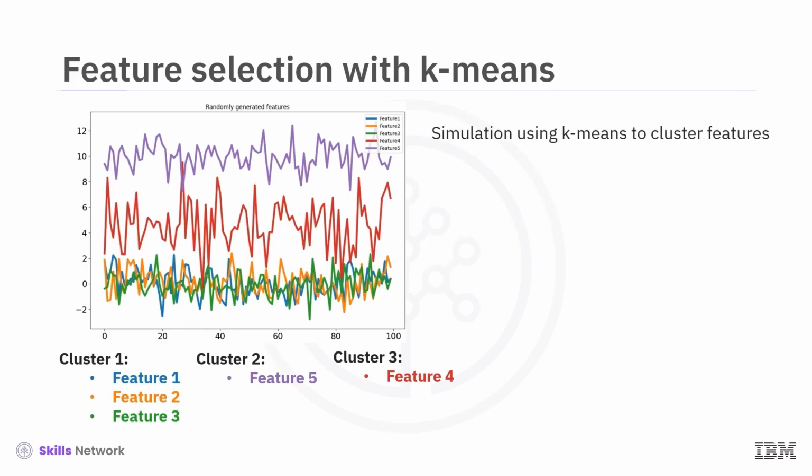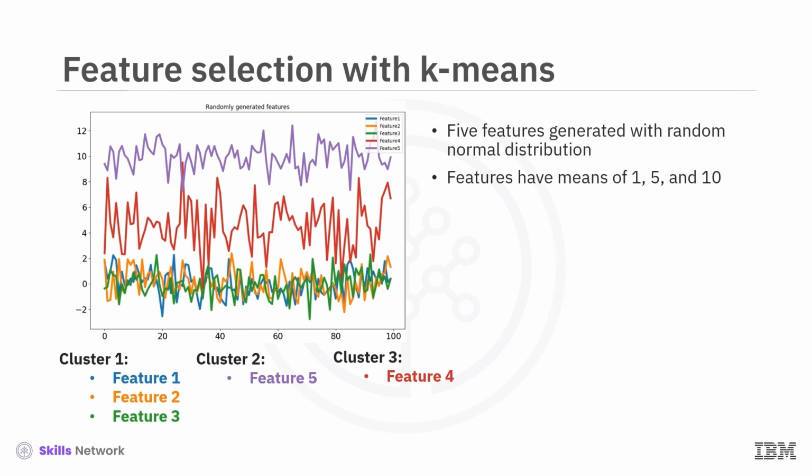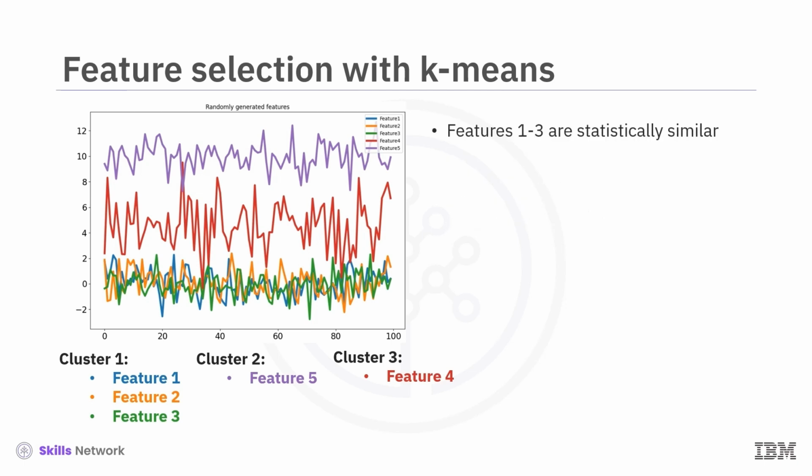Here's a simple simulation using a clustering method like k-means to cluster features. Each of the 5 features plotted here was generated with a random normal distribution with 3 different mean values, 1, 5, and 10, and variances of 1, except for feature number 4, which has a variance of 2. As you can see visually, features 1 through 3 are statistically very similar, with the same mean and variance. Features 4 and 5 stand out.